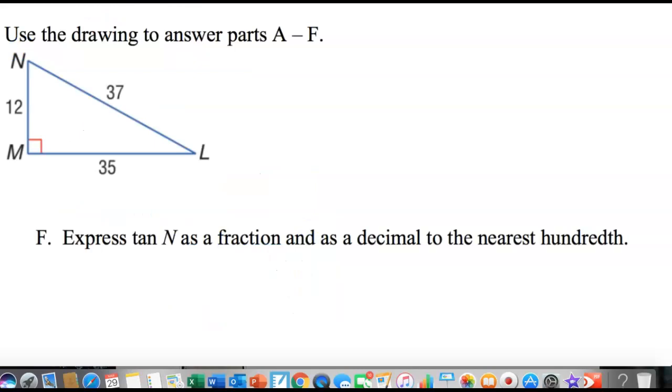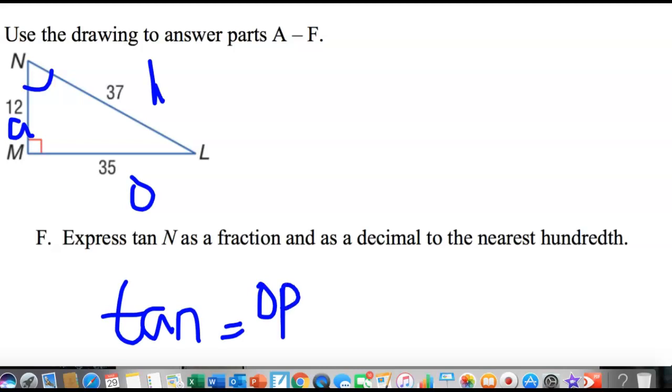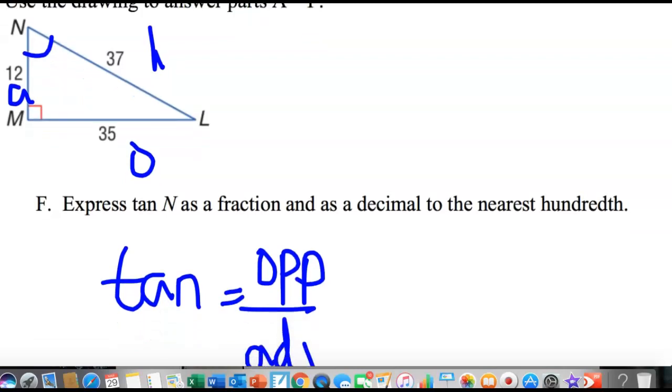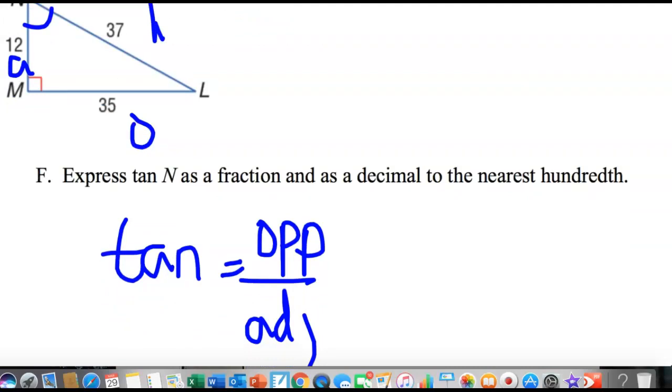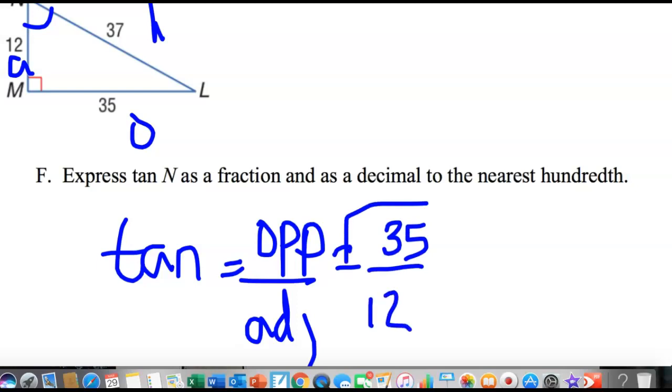Again, in terms of N, so here's my opposite, here's my adjacent, here's my hypotenuse. Tangent is going to be opposite over adjacent. So my opposite side here is the 35. My adjacent side is the 12. I'm just going to leave it again like that. So I'd like you to try the next couple and then press pause, and then I will just show you the answers and you can check your work.